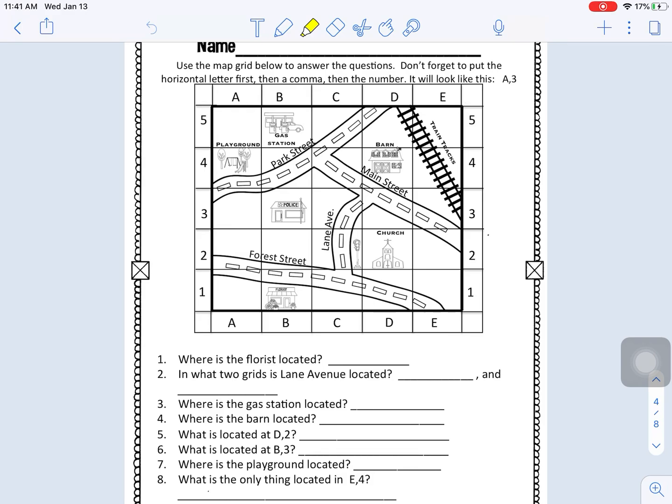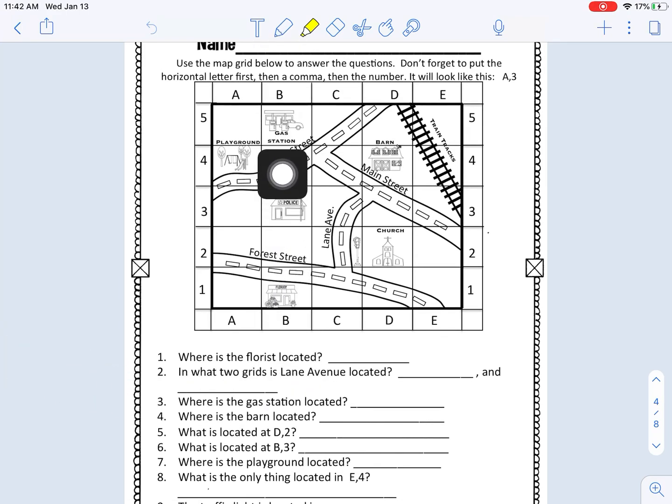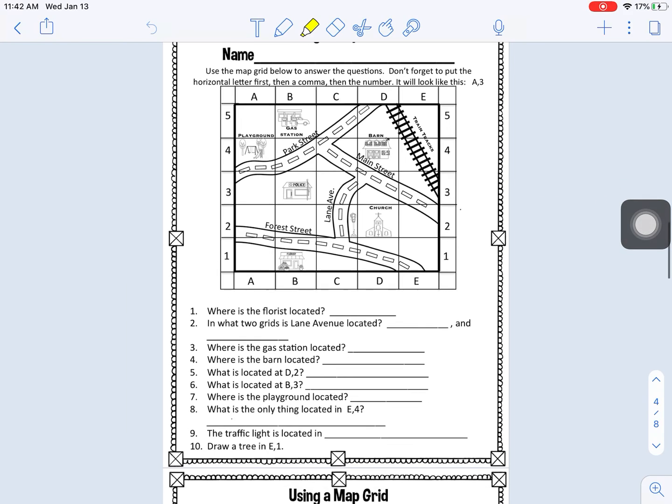Let's do one more. Let's do B3, question 6. What is located at B3? Look on your map, start with your letters. I would go all along for my B's here, so it could be the gas station, a street, police station, another street, or the florist. So it could be anything in these boxes, but I know it's also 3, so I can go this way too. And the box that crosses over is going to be our police station right there.